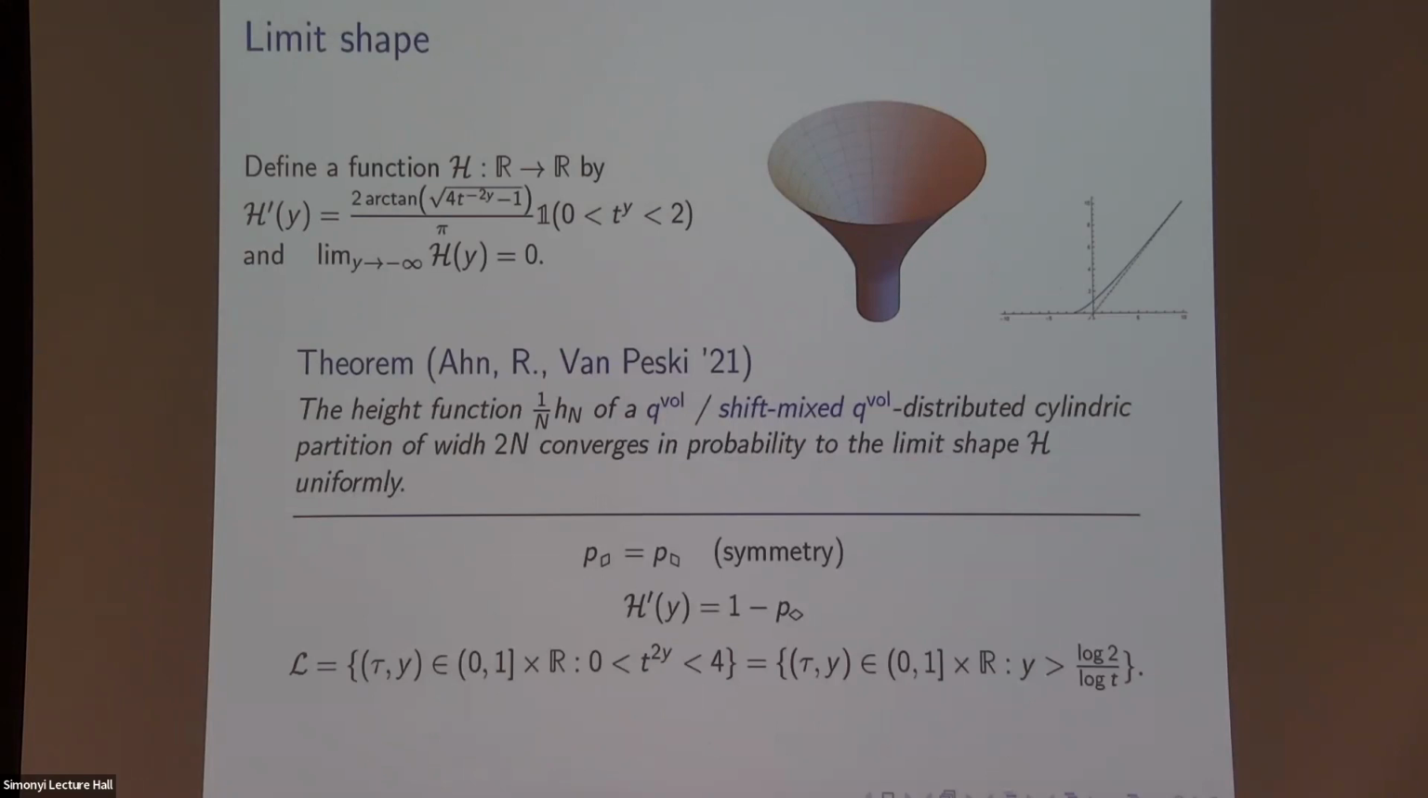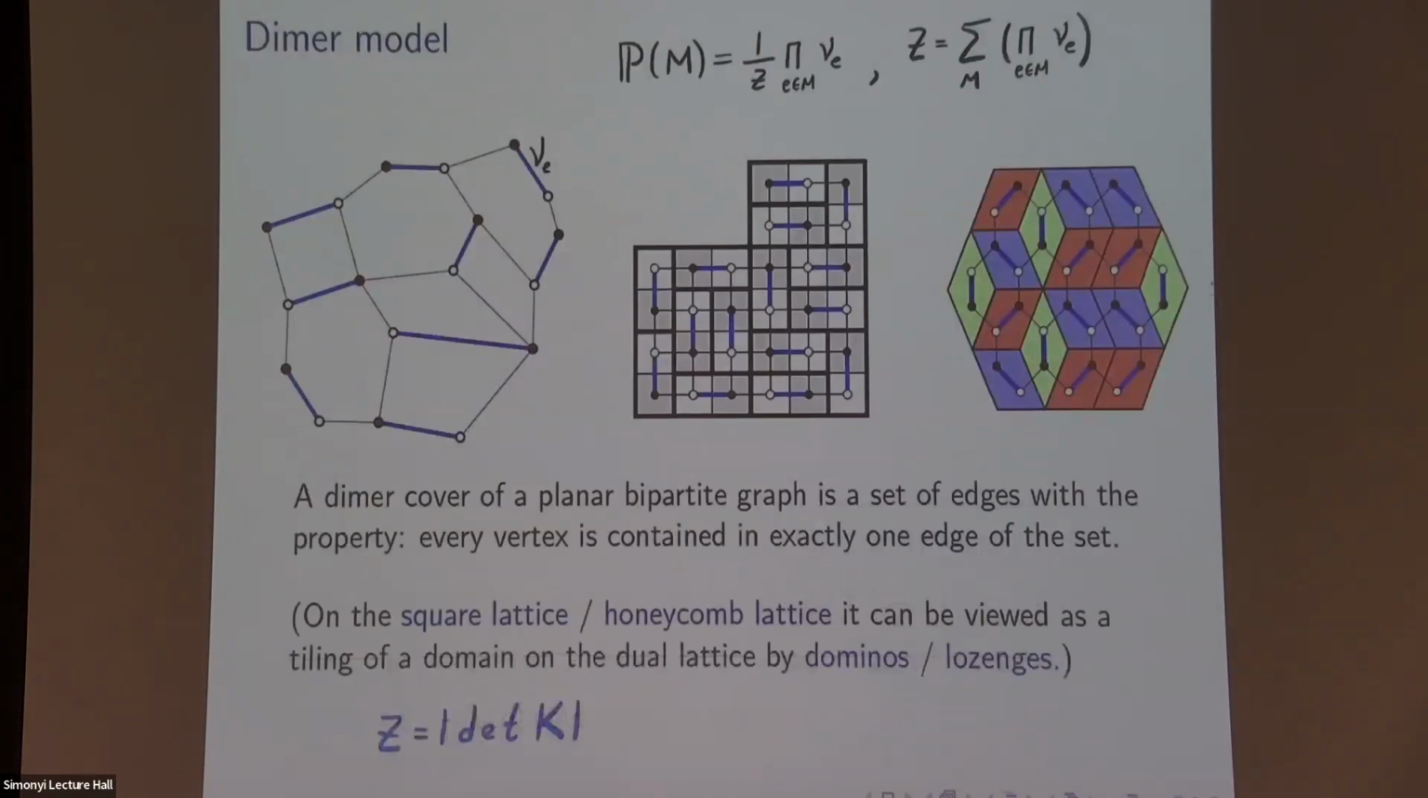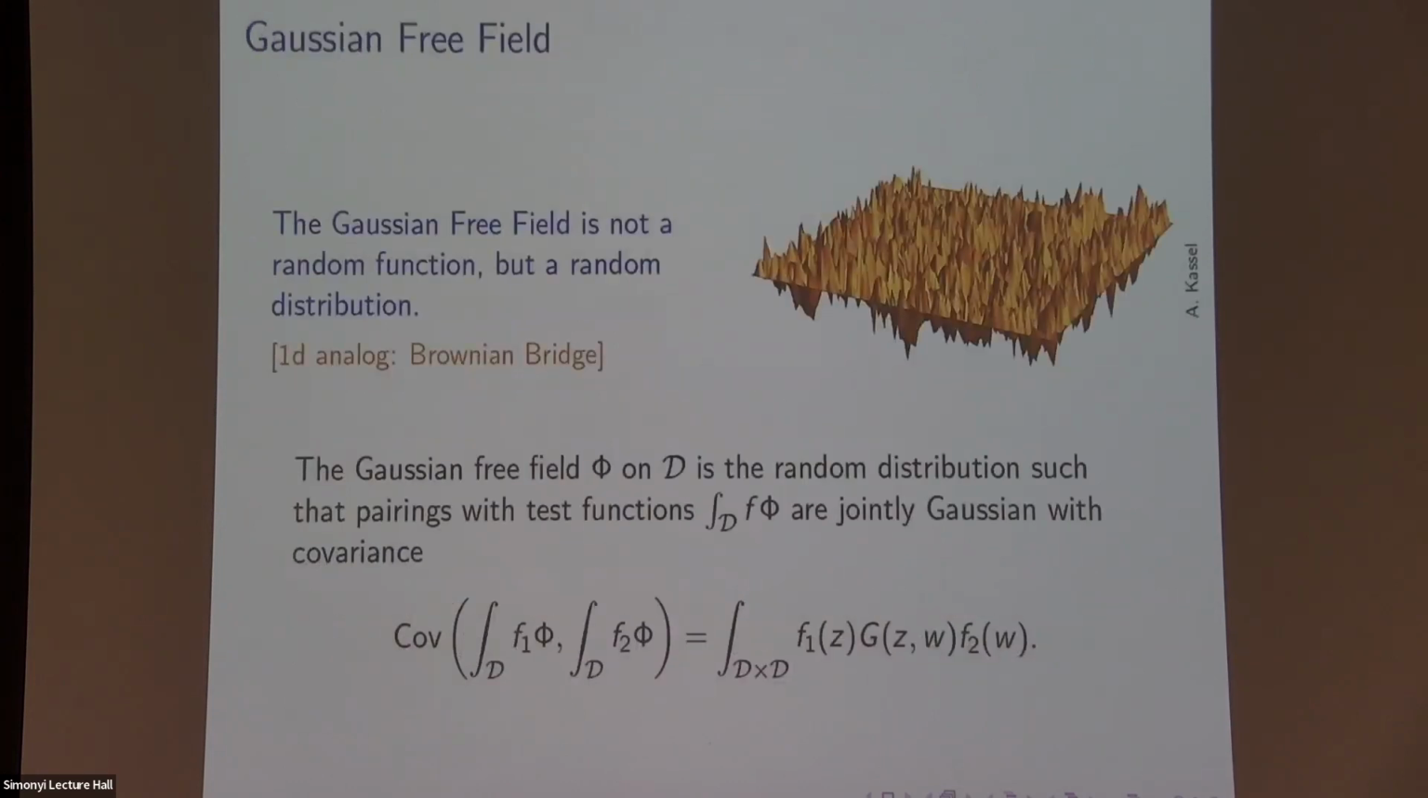And again, here are the results. First of all, we computed the limit shape, both for the q-volume and shift-mixed q-volume measure. They're the same. This is a graph of what this limit shape looks like. This is the top hat, but flipped. No. So recall this picture. It's not a top hat which is flipped.